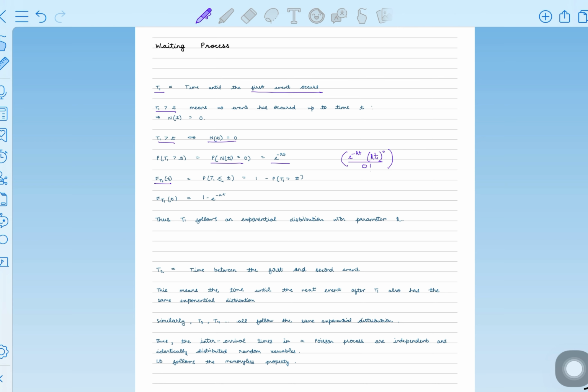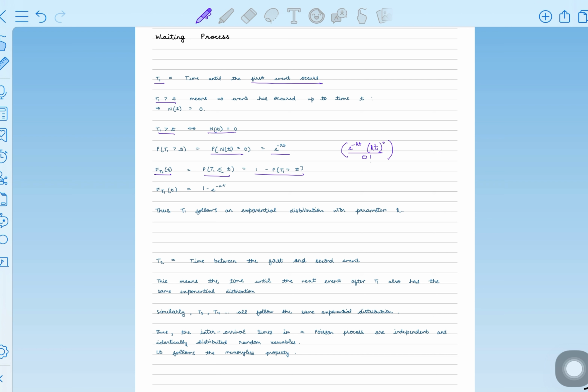We know that the CDF is equal to the probability of t1 less than or equal to t. Using the complement rule, this gives us 1 minus the probability of t1 greater than t. In the previous equation, we had already found out this value as e to the power minus lambda t. So we substitute this here to get the CDF as 1 minus e to the power minus lambda t. Hence, t1 follows an exponential distribution with the parameter lambda.